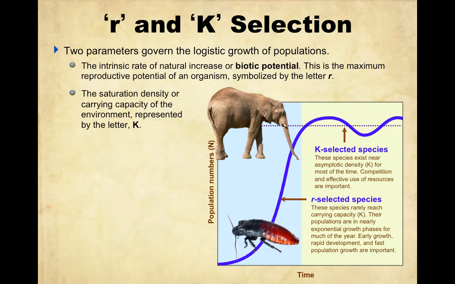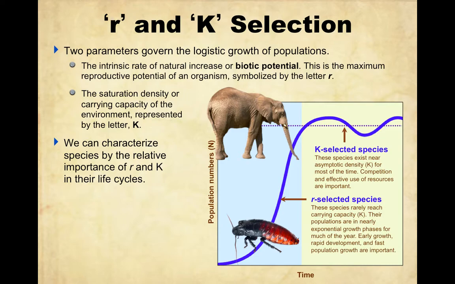K is when the density is basically at carrying capacity. Okay, so this is why we call those organisms that tend to function near carrying capacity K-selected, and those organisms that just reproduce until they overshoot and maybe collapse are r-selected.